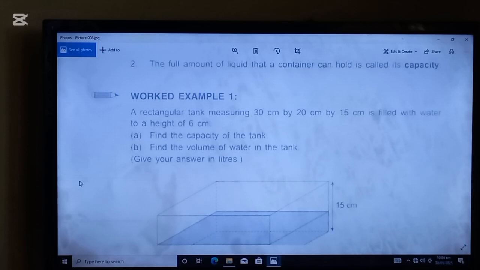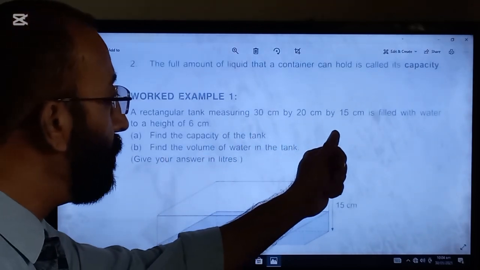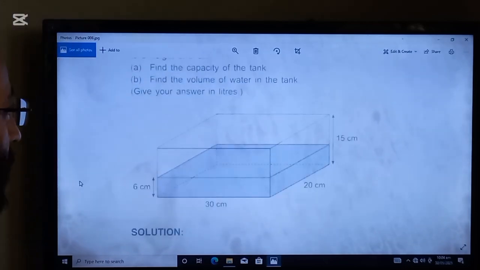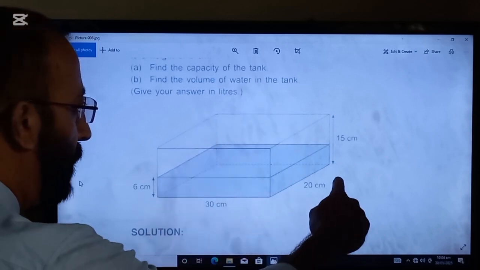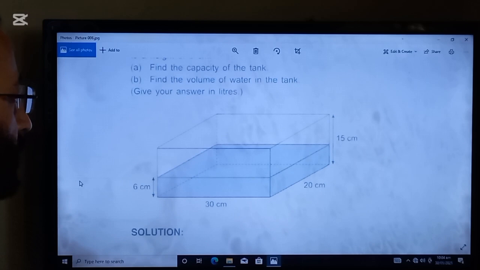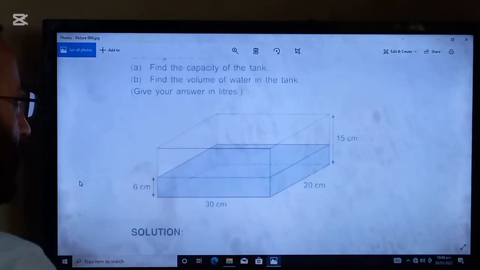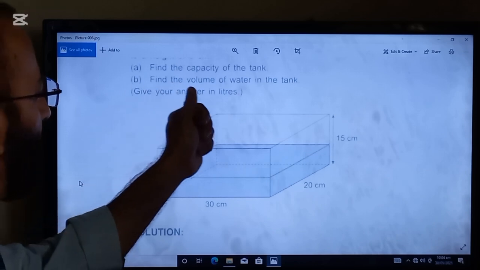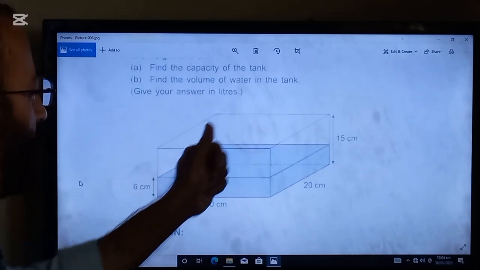Now we are going to read a question. A rectangular tank measuring 30 centimeters by 20 centimeters by 15 centimeters is filled with water to a height of 6. So here is the tank whose dimensions are 30 centimeters by 20 centimeters by 15 centimeters, and the water in the tank is up to the height of 6. The requirement of the question is to find the capacity of the tank. So in the first part, the capacity of the tank is the requirement.